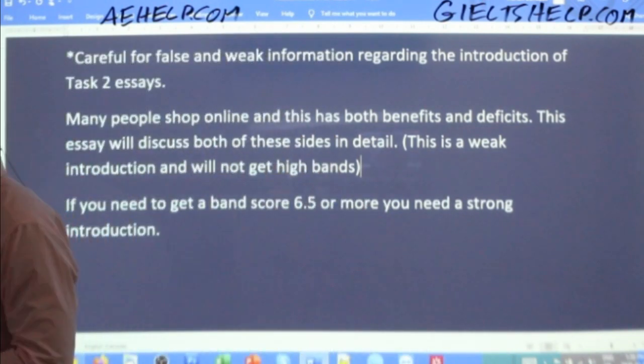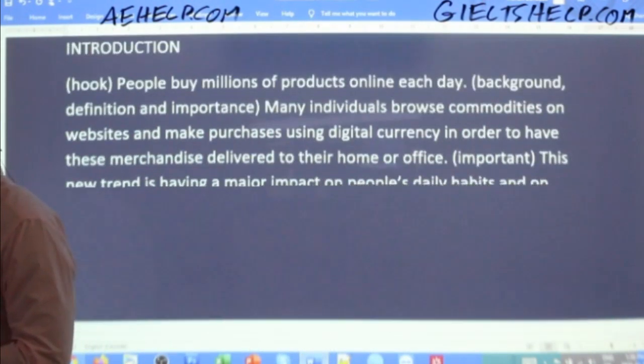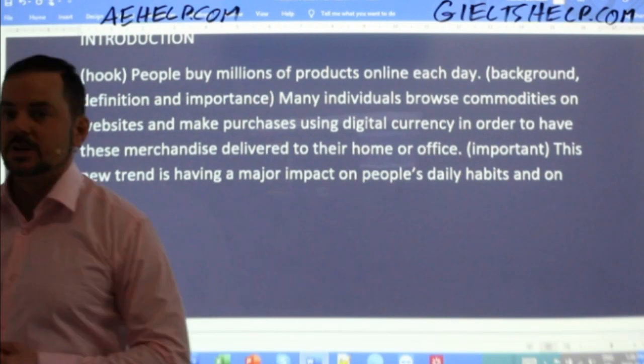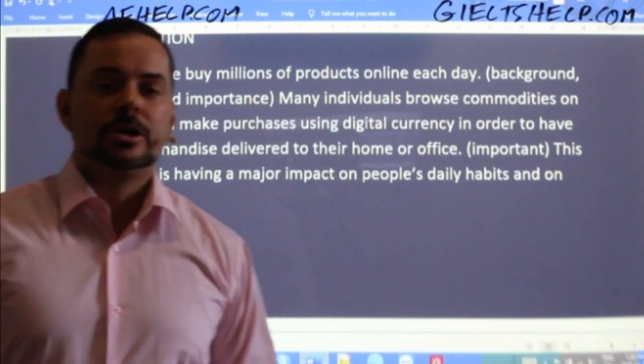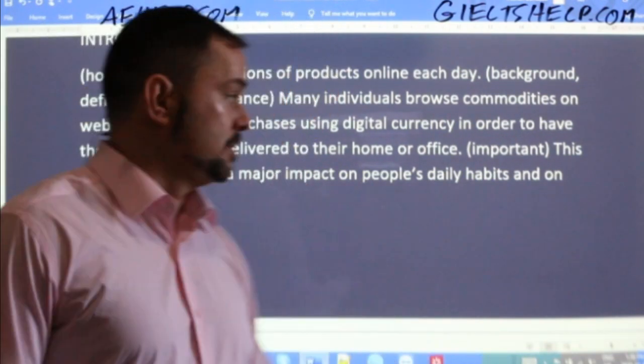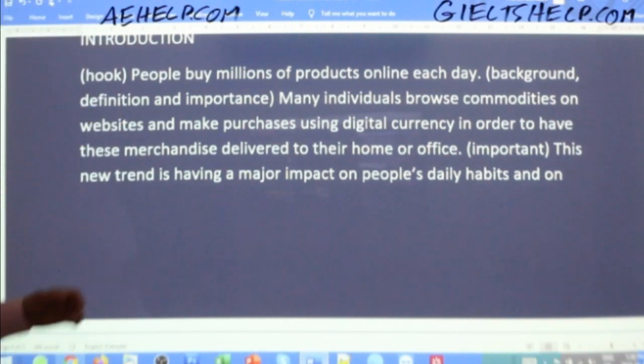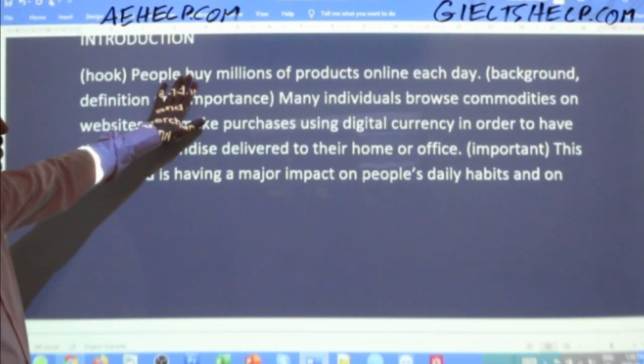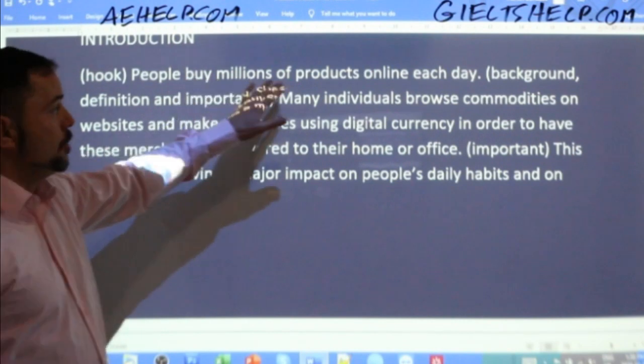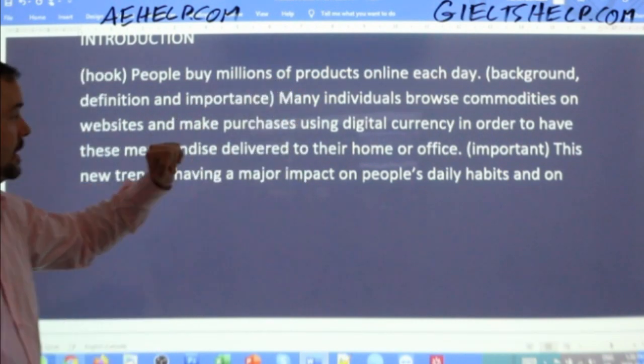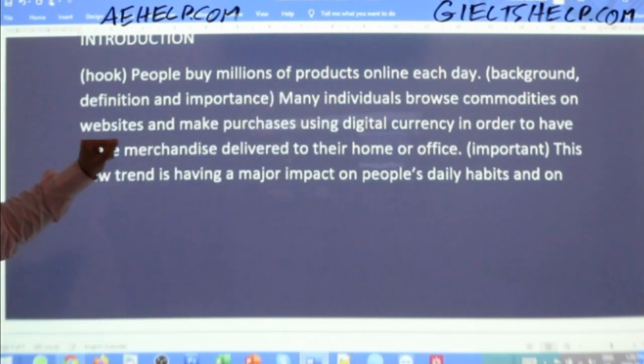You need to understand that an introduction is much more than just paraphrasing a question and telling your reader that you're going to discuss the question, okay? So a good introduction has a hook. It catches your reader's attention. It focuses, introduces the topic. It has a background. It has a thesis, okay?